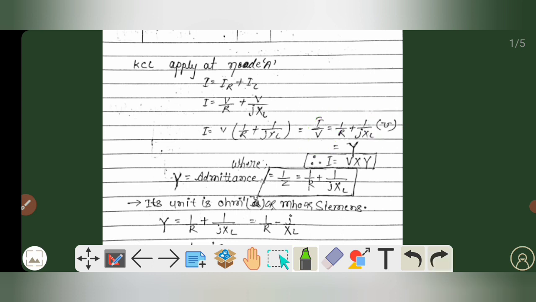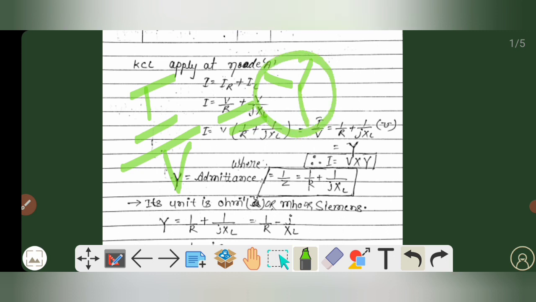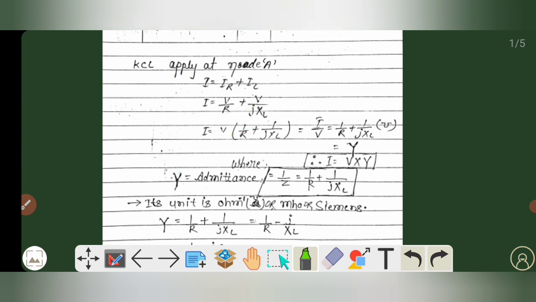We can say it is Mho, Siemens, or ohm inverse. The whole expression, 1 by R plus 1 by JXL, is denoted by Y, and that is known as admittance. So I by V is equal to Y, where Y is equal to 1 by R plus 1 by JXL. Y is known as the admittance of the circuit, and I is equal to V into admittance.